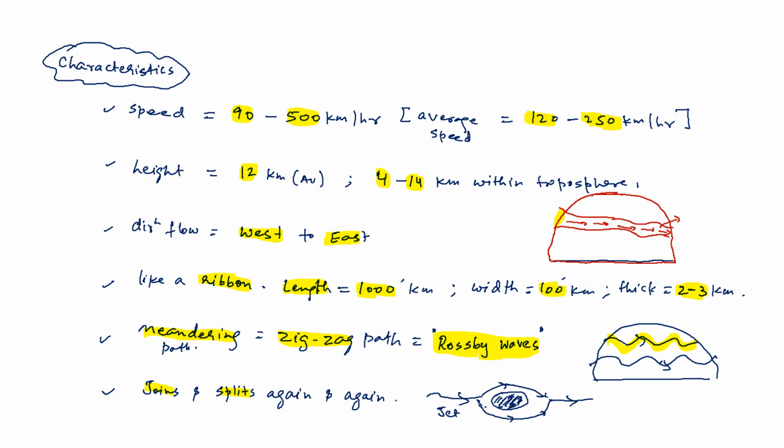Most of the permanent jet streams move from west to east, which you can see in this diagram. And how are they characterized? They are characterized like a ribbon. A ribbon has length, small width and small thickness. In the same way, the jet stream runs thousands of kilometers in length, covers the entire earth from west to east, and has a width of 100 kilometers and a thickness of 2 to 3 kilometers. The jet stream also has a property that it joins again and again, and splits again and again.